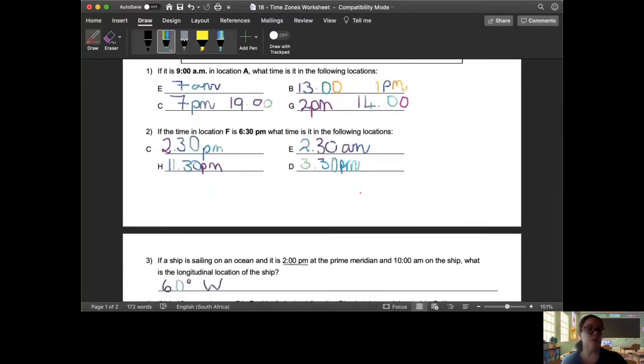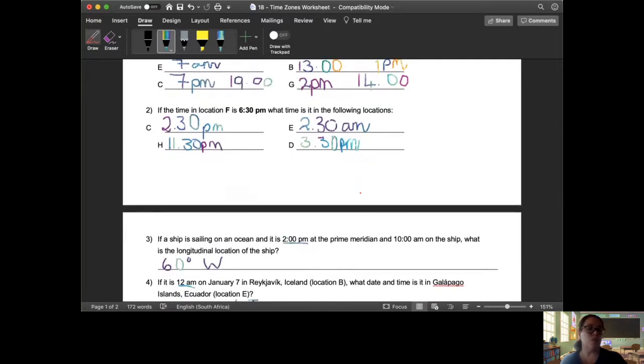Okay, very cool. The next one is number 4, and this is if it is 12 a.m. on January 7th. Now, 12 a.m. means that it is midnight on January 7th. So just as the clock has changed, so has the date changed in Iceland at location B. What date and what time is it in the Galapagos Islands in Ecuador at location E?